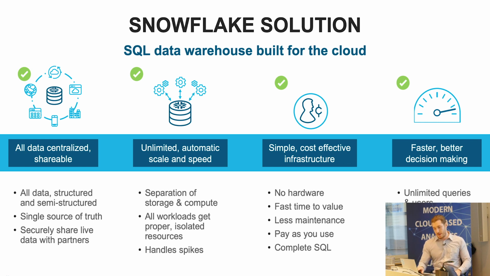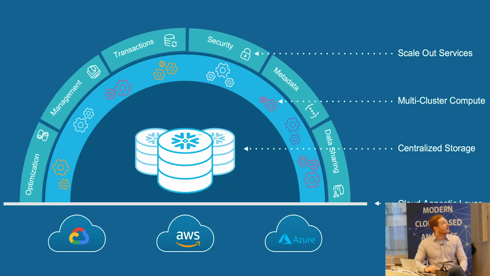So let's talk a little bit about the architecture. So the compute, storage and services are all separated out. And we have this cloud agnostic layer. So you can see that we can sit this on either Google, AWS or Azure. And then we have this centralized storage where all of our non-structured or structured data or semi-structured data can live. And then we also have the extra layer of this multi-cluster compute where we can call a compute at any point to execute on our shared data sources.